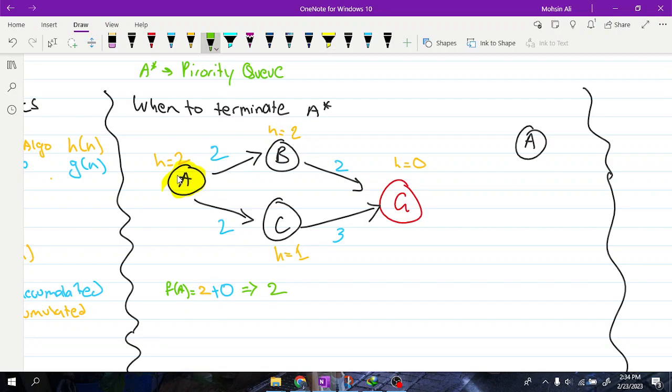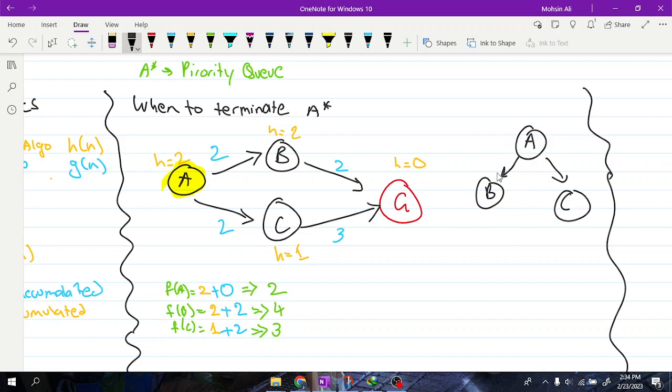Then I have two options. I can either go to B or I could go to C. So let's calculate that as well. So if I go to B, that is going to be heuristic cost of 2, and if it's C, it's going to be 1. And then the path cost to either one of those is 2, so I'm going to add 2 to it. And then we find out that the f of B is 4 and f of C is 3. So I have two options now. I can either go to B or I could go to C, and the cost to get from A to B is now how much? 4, and to go from A to C is 3.